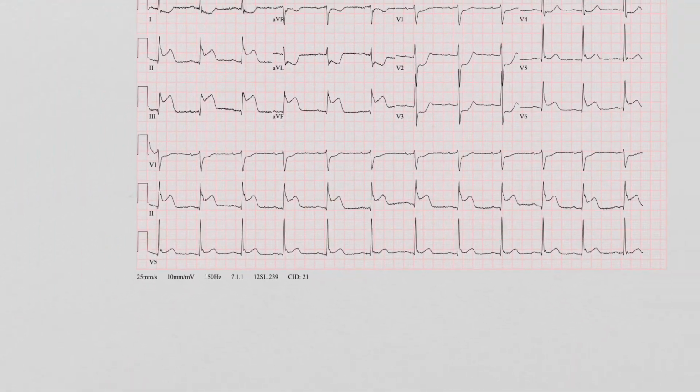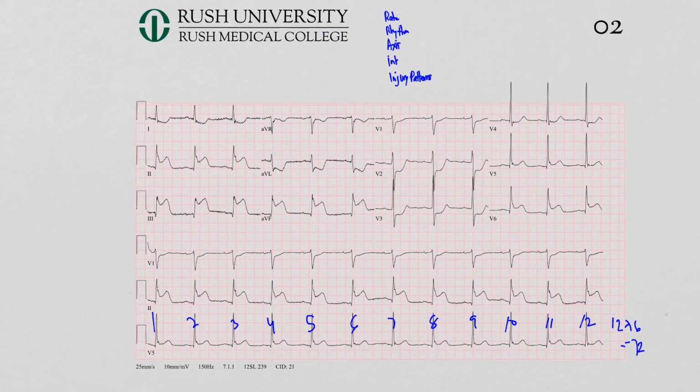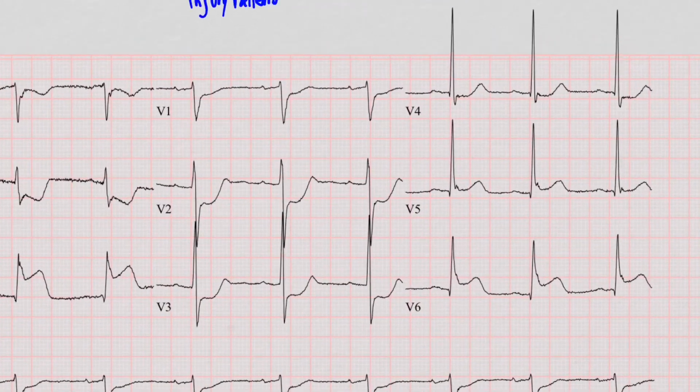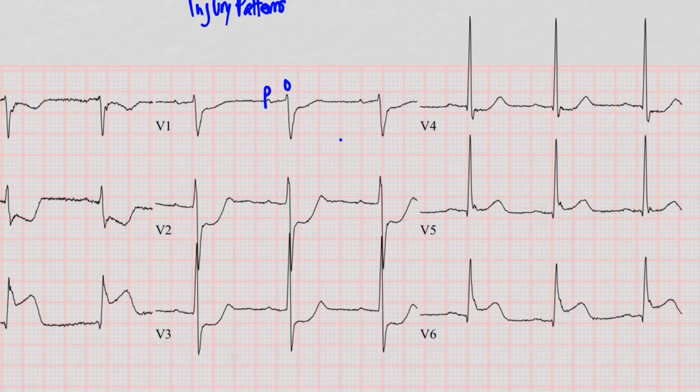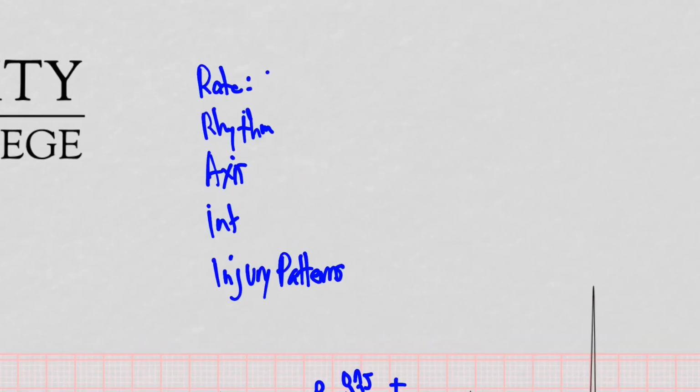So let's first do the rate. Let's do it the counting method, shall we? 1, 2, 3, 4. So we get 12. So 12 times 6 equals 72. All right, 72. Great. What about the rhythm? Do we see any P waves anywhere? Let's look at this one. Oh, yeah, there's a P right there, right? There's our QRS. There's a T. Same thing here. P, QRS, T. Same thing here. So do we have a P for every QRS, a QRS for every T? It looks like a sinus rhythm. So we said, what did we say? 72. Normal sinus rhythm.